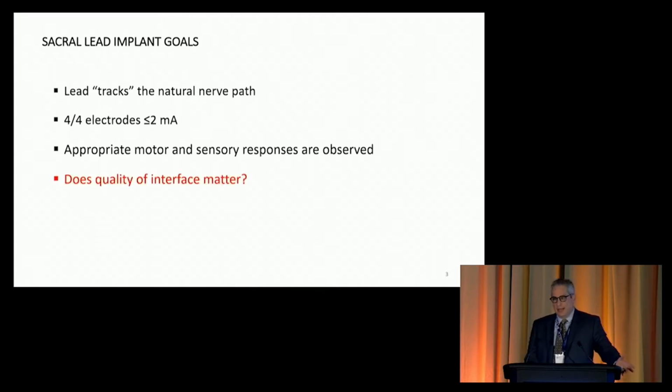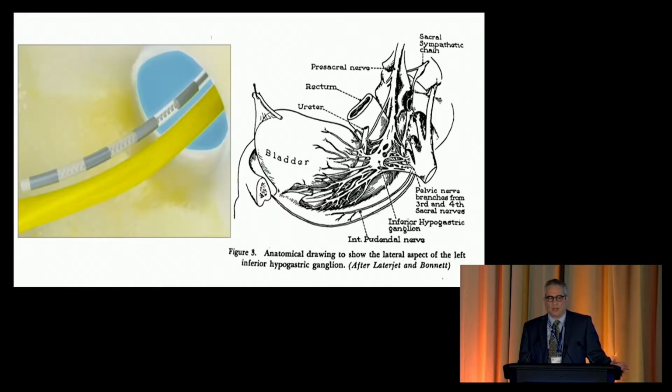And there is a debate. It's still maybe going on. I think it is solved, but does the quality of the interface of the sacral lead and the nervous system matter to the outcome of sacral neuromodulation? So you see here on the left a cartoon image of the lead following the nerve, and that's kind of part of the advertising or our concept of this lead placement. But really the situation is a lot more complicated, and this is not new information.